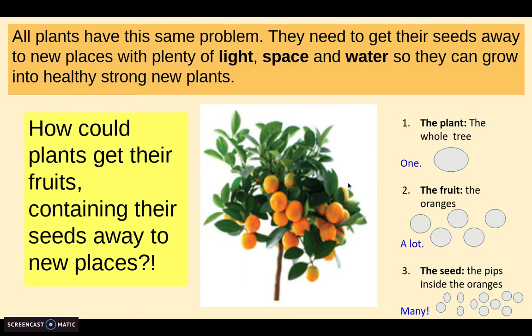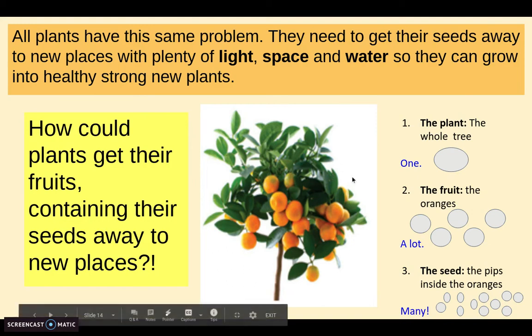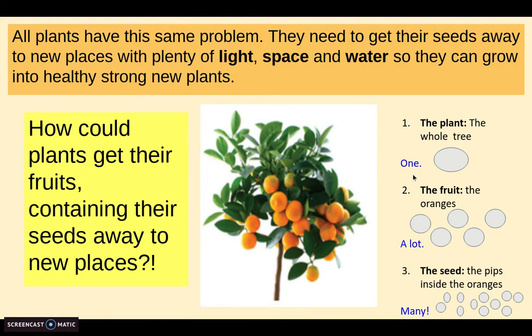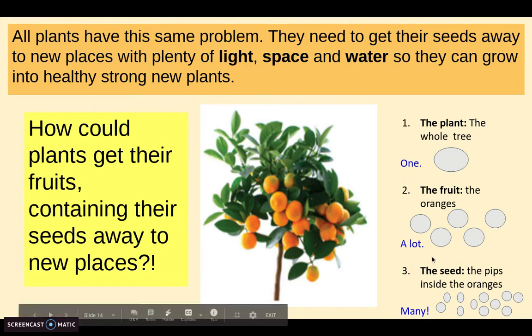As an example of a plant, this is an orange tree. This is the plant, it's one. The fruit is the oranges. There's a lot of them. And then the seed is the pips inside the oranges. There are many of them. How do they get the fruit and the seeds away from them?